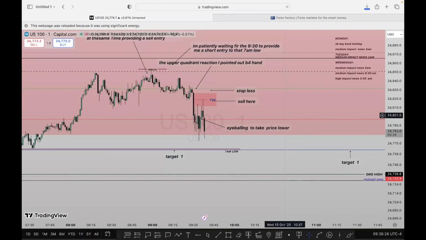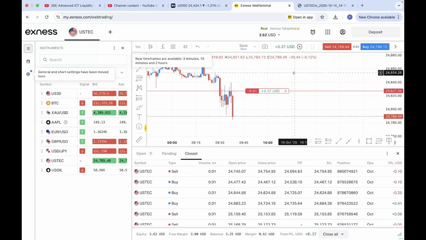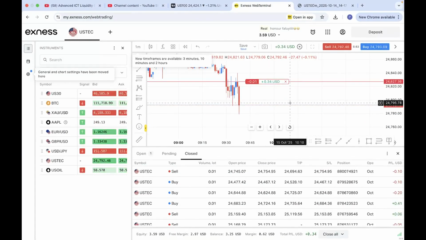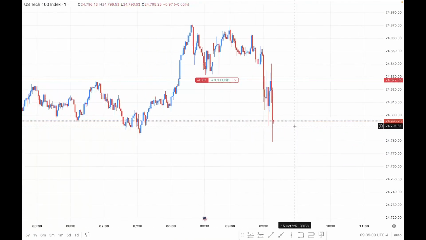I think this was kind of a high resistance liquidity run sell, if I'm being honest, because it kept going back and forth, and it didn't make any sense. So that was price reaching for my target here. It sliced through my target.